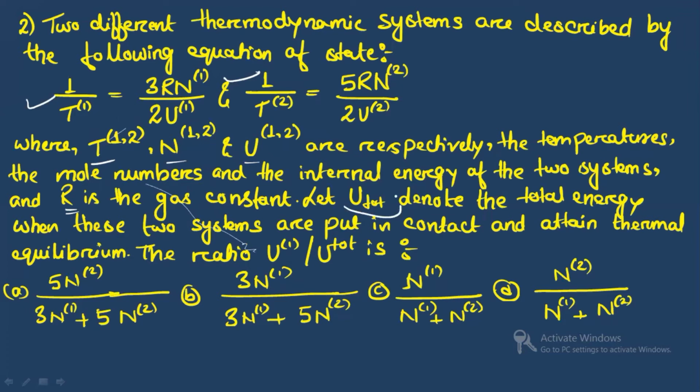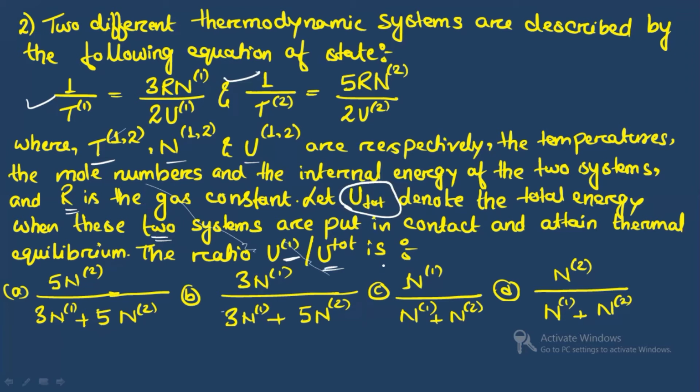Now here it is said this U total is denoting the total energy when these two systems are put in contact and attain the thermal equilibrium condition. Thermal equilibrium condition means the temperature is equal for both systems. So you have to find the ratio of the internal energy of the first system and the total energy.